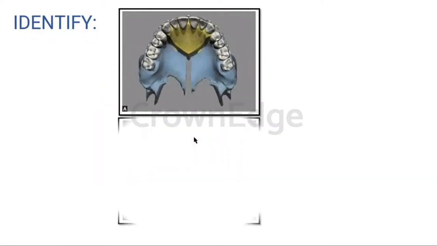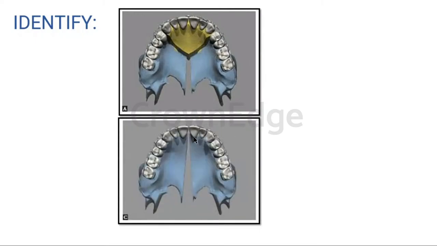So now you can see two pictures on your system. What are these two pictures? What kind of osteotomies are these? Does anyone have any idea what kind of osteotomies are these?